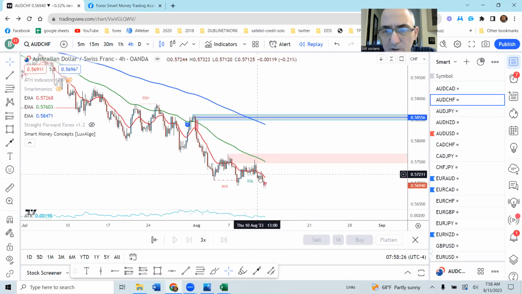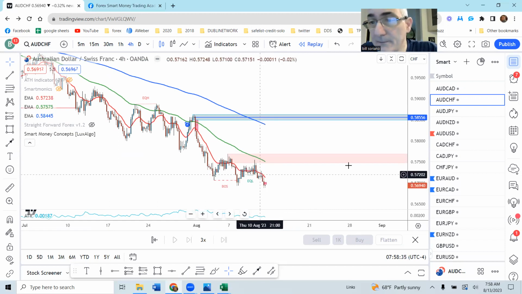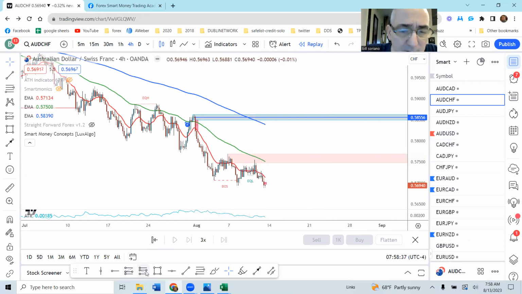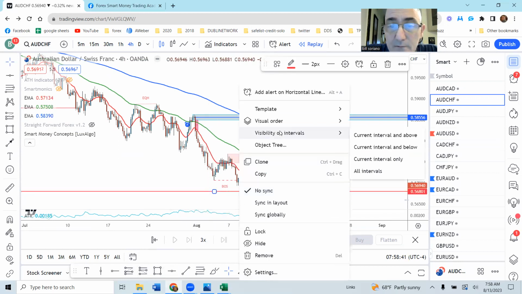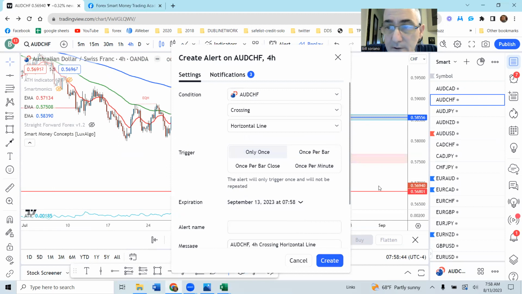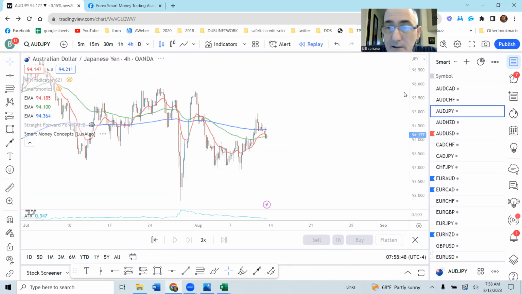Now, during the week, we can also get a new break of structure to the downside, and that could possibly identify a different order block for us, right? So we could actually set a break of structure alert right here. Right. So we will do that and move on to the next pair here.